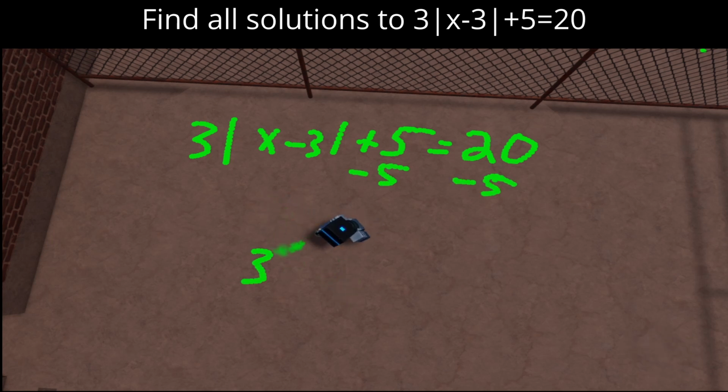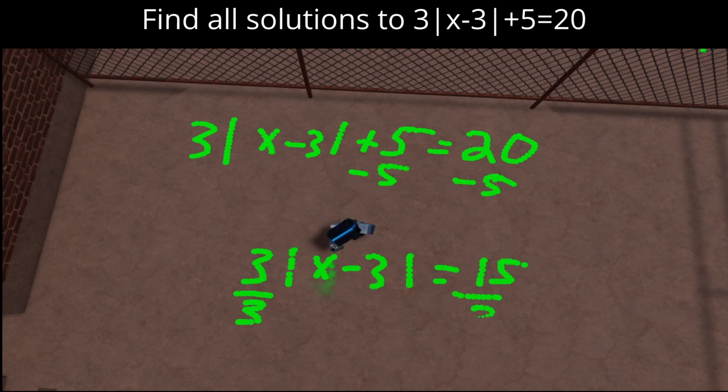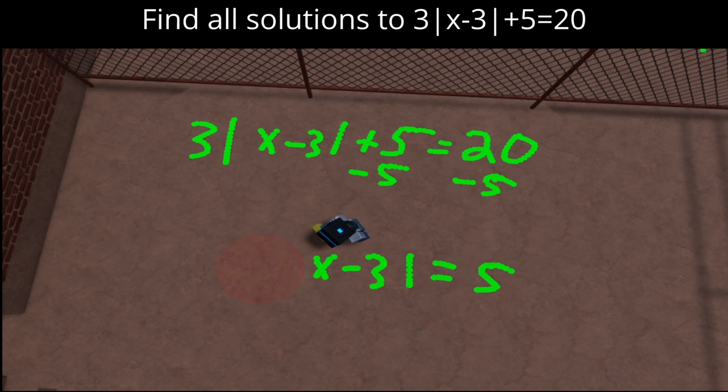Now we have 3 times the absolute value of x minus 3 is equal to 20 minus 5, which is just 15. Let's just divide by 3 now. If I do that, this is just equal to 5, and these 3's cancel out. So I just have the absolute value of x minus 3 is equal to 5.